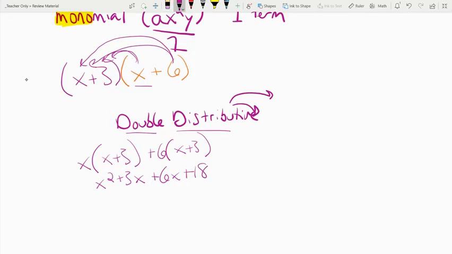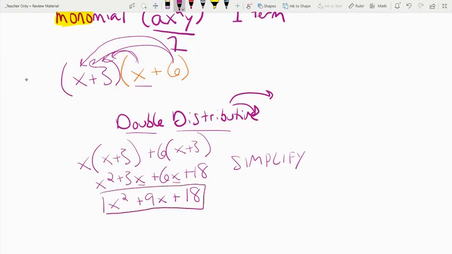Now I'm not done because as you know, we always have to simplify. So if I simplify this, I've got x squared. This is my only term that has an x that's being squared. So I leave that, x squared. Now I've got two terms that have the label x. So I need to combine them. 6 plus 3, that gives me 9x. And then last of all, 18. I don't have any others that are just integers, so I'm going to just leave that as 18. And this is my answer.